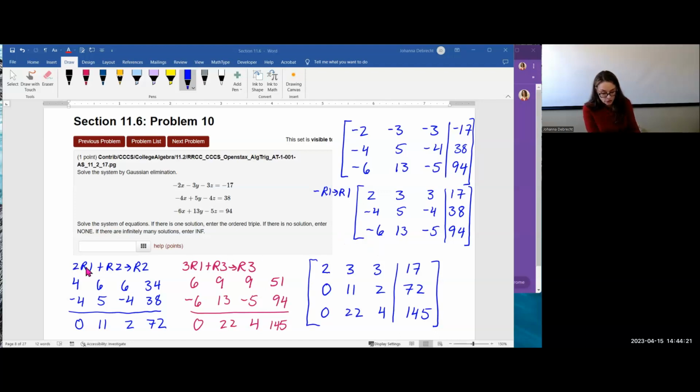Then I took 2 times row 1 plus row 2 and put it back in row 2, which led to this one here. I took 3 times row 1 and added it to row 3 to get rid of the -6 here. And that gave me this matrix that you see here. Once I have fixed column 1, then I need to use the leading 1 or the leading position in row 2, column 2.